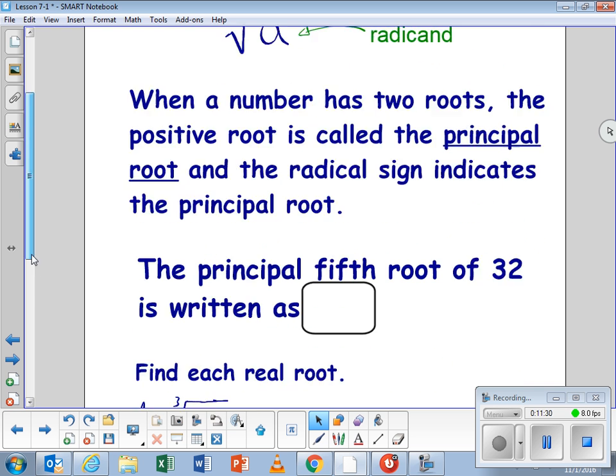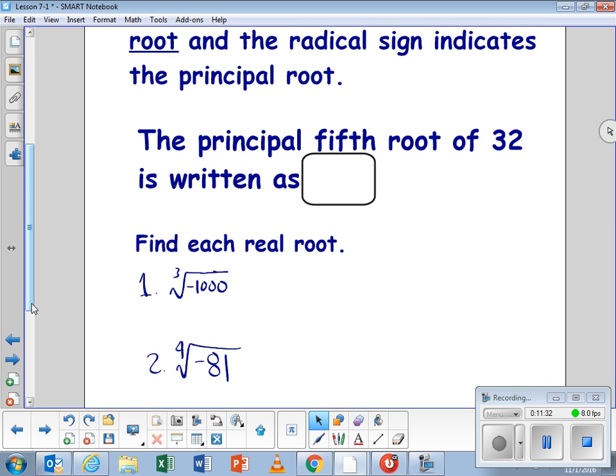Okay? So, the principal 5th root of 32 is written as the 5th root of 32. And again, because it's an odd root, there's really only one answer. So, calling this the principal 5th root is kind of misleading. I should have said the 6th root. I should fix that in my notes before I do this again, shouldn't I? Okay? The 6th root, change my number to 64 or something.